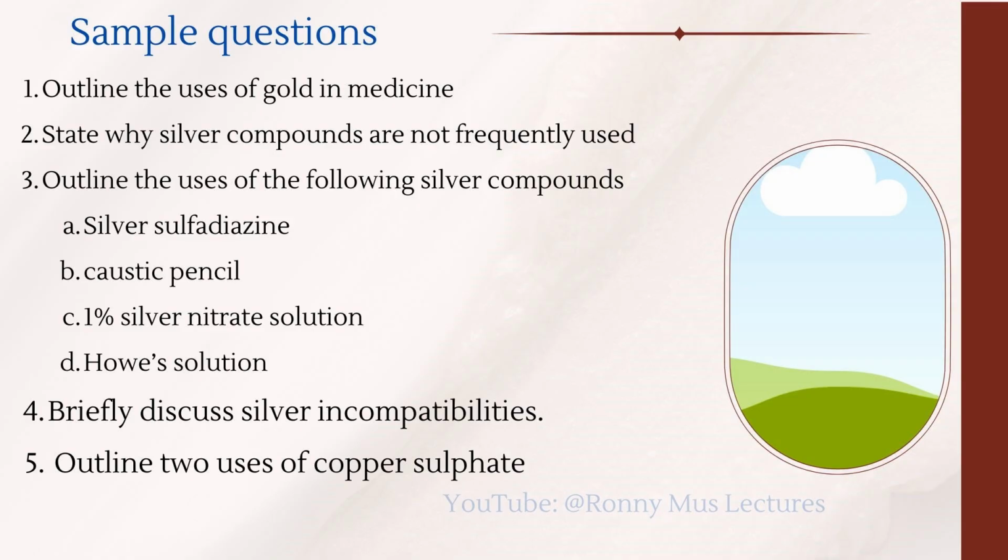Look at sample questions. Question number 1. Outline the uses of gold in medicine. Question number 2. State why silver compounds are not frequently used. Question number 3. Outline the uses of the following silver compounds, that is silver sulfadiazine, caustic pencil, 1% silver nitrate solution, and Howes solution. Number 4, briefly discuss silver incompatibilities.